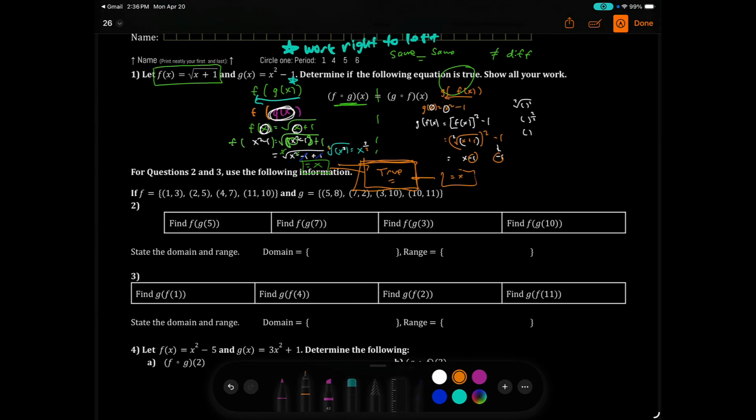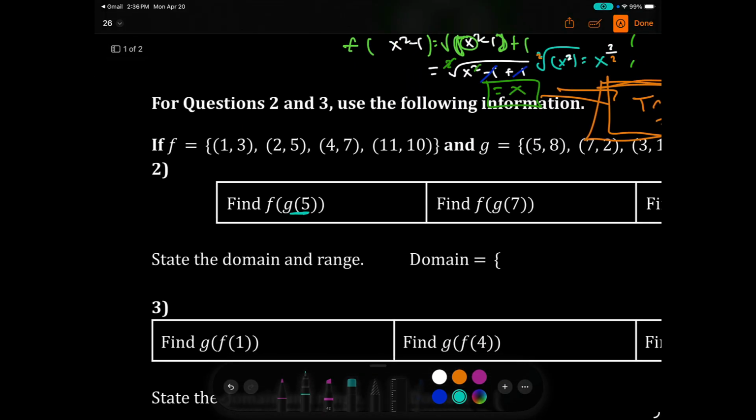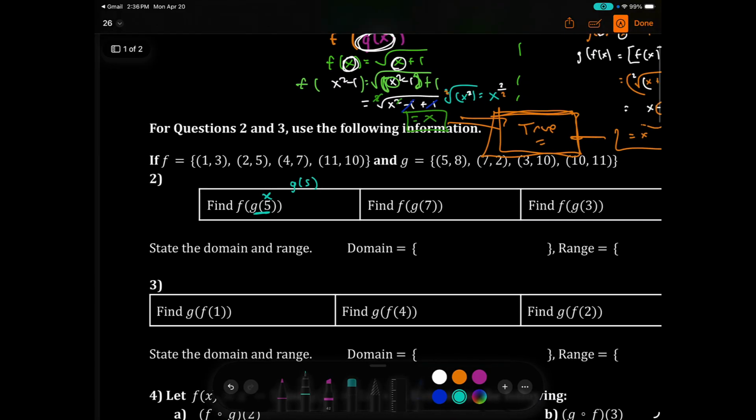Okay, let's try question number 2. I'm going to start on the inside on the right. So g of 5, this is my x value. So g of 5 means I'm going to come over to this one and look for the 5. Well, the answer is 8. The 8 now becomes the input for the next one, which is f. So f of 8. Okay, so I don't have a value of f of 8. So this one's going to be undefined. We cannot find it.